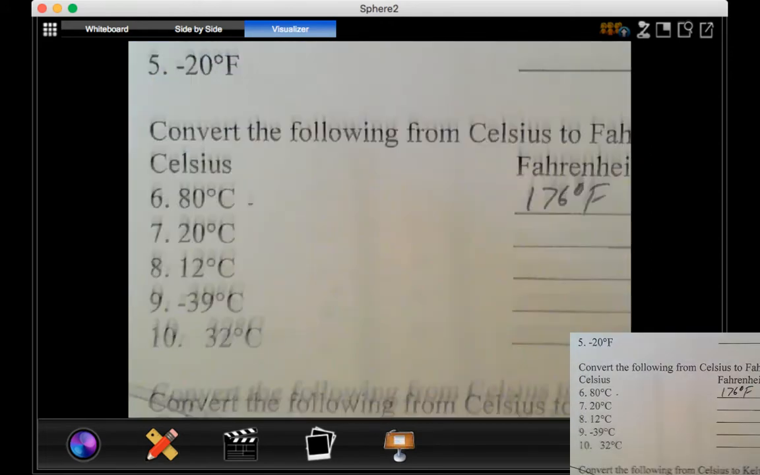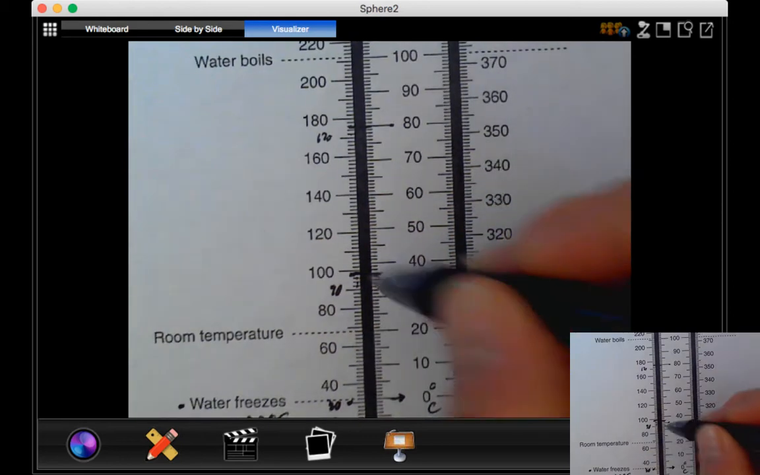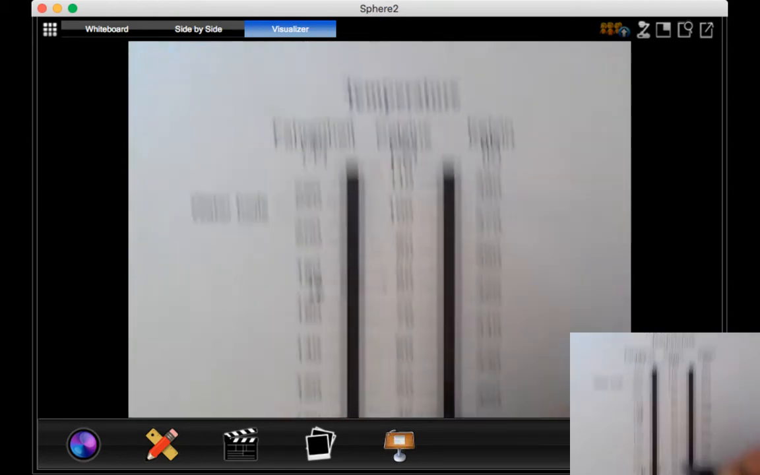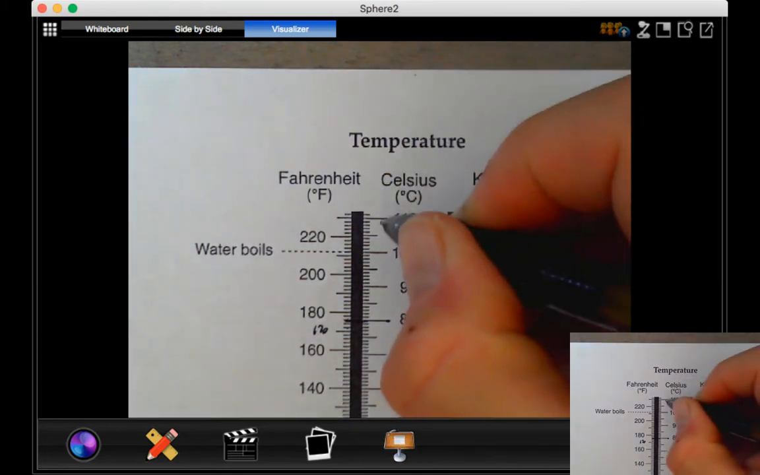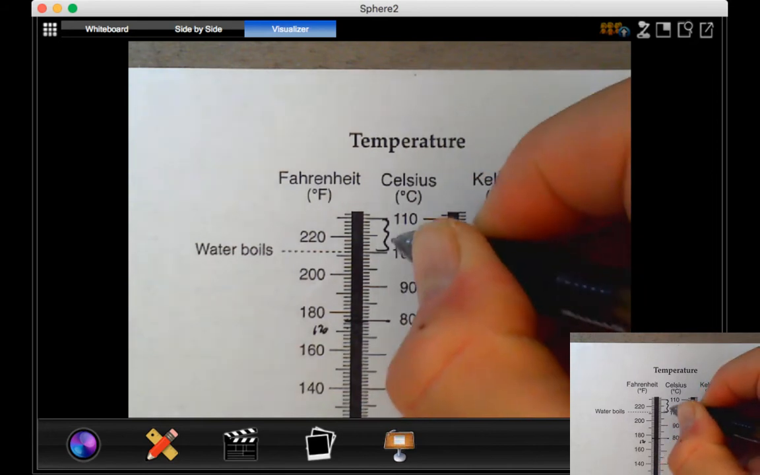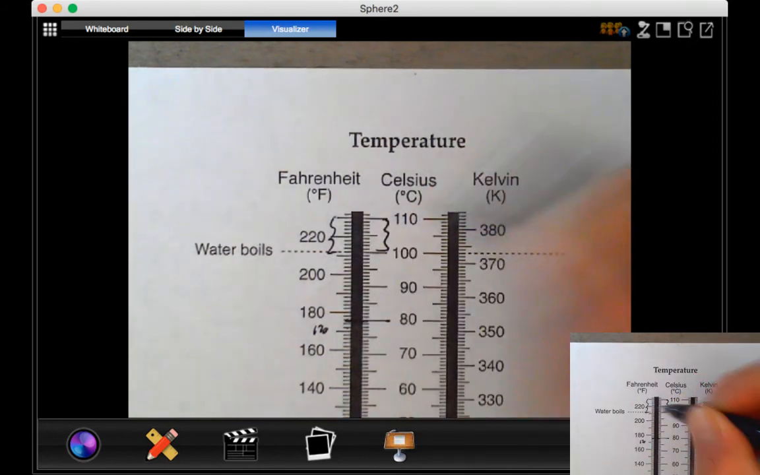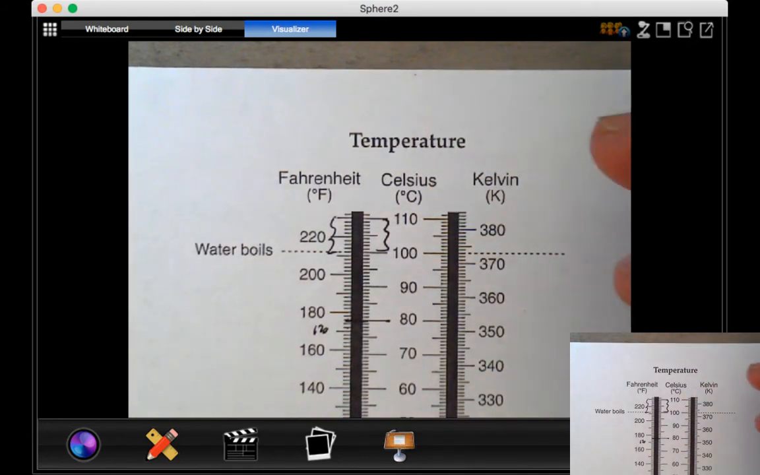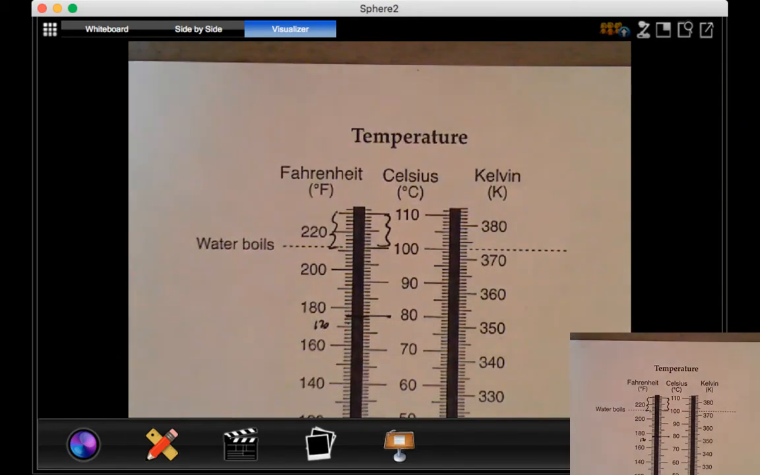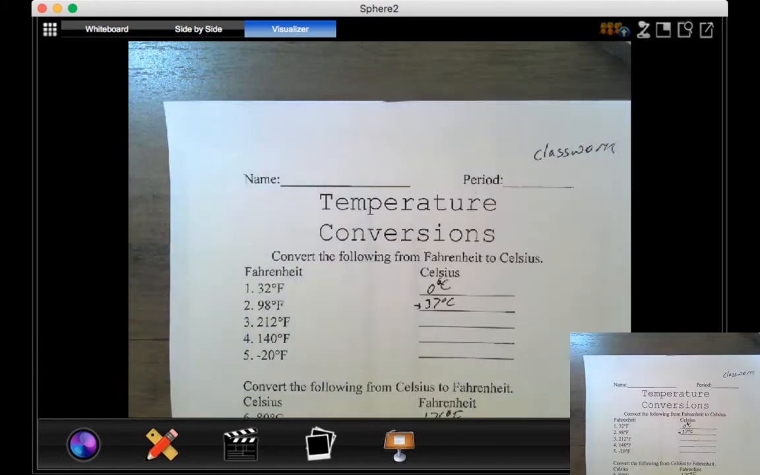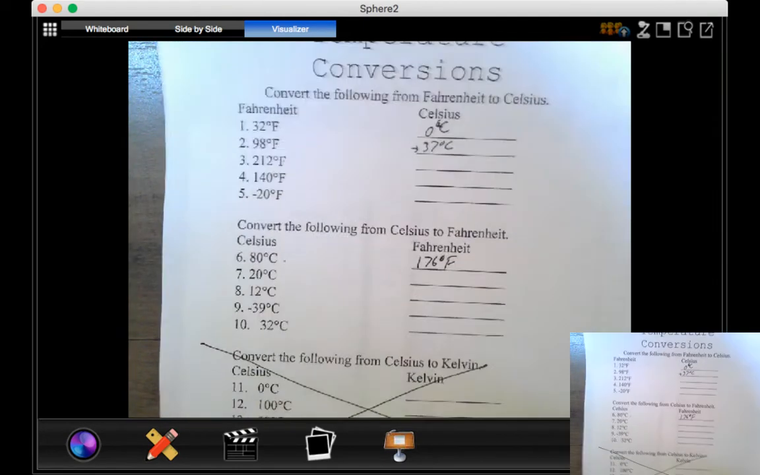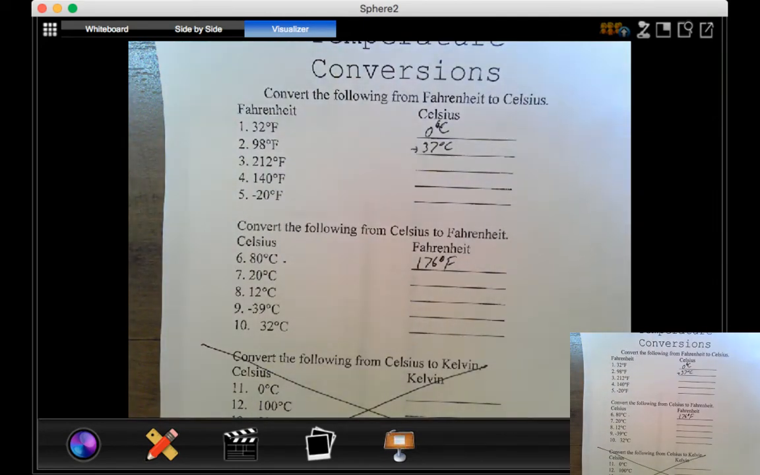All right, so again, all you're doing is running a straight line from one to the other, either from Celsius to Fahrenheit or Fahrenheit to Celsius. Remember that Celsius goes by ones here, and that Fahrenheit goes by twos here. Okay? So complete this worksheet on Kami using your reference tables. It's only 10 problems, so it should be easy.